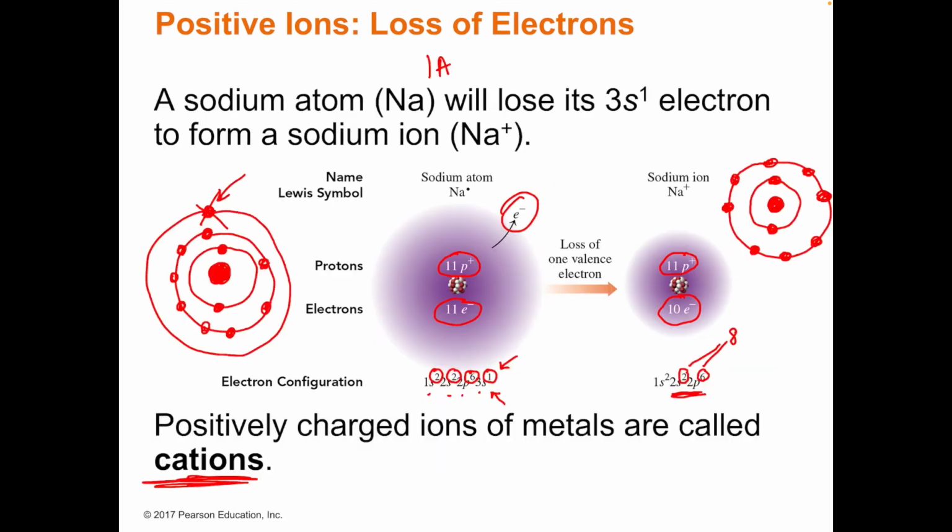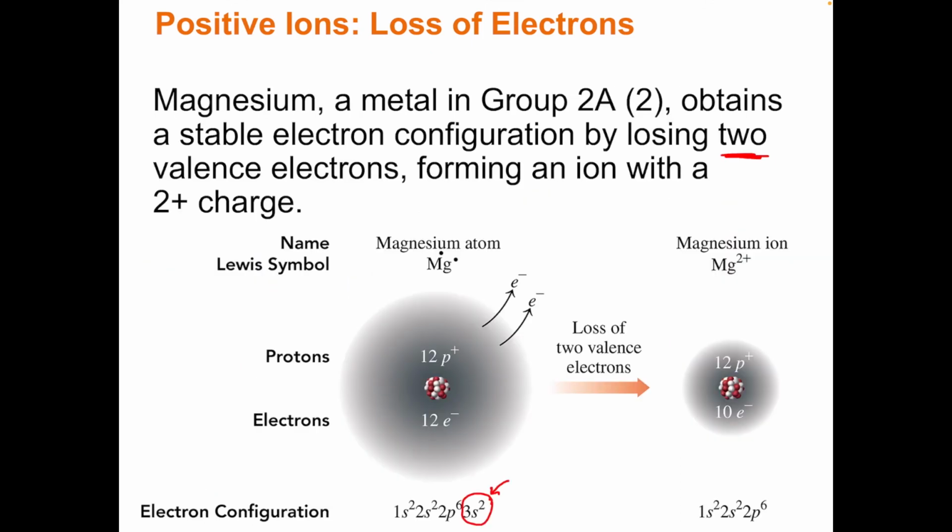Okay, so sodium only had 1 valence electron, right? One electron in the 3s, so it only needed to lose that 1 electron to get down to that second energy level that was full. Magnesium, since it has 2 valence electrons, will need to lose 2 in order to get down to that next level. So again, let's look at the Bohr model here.